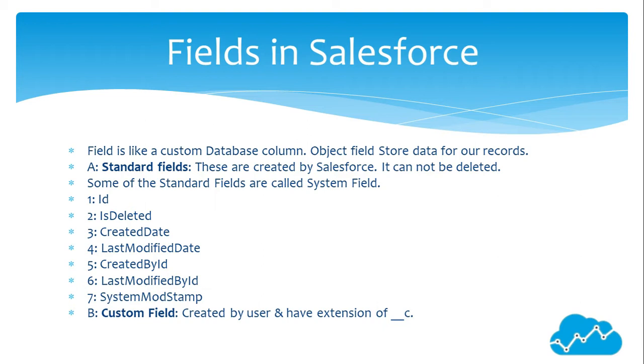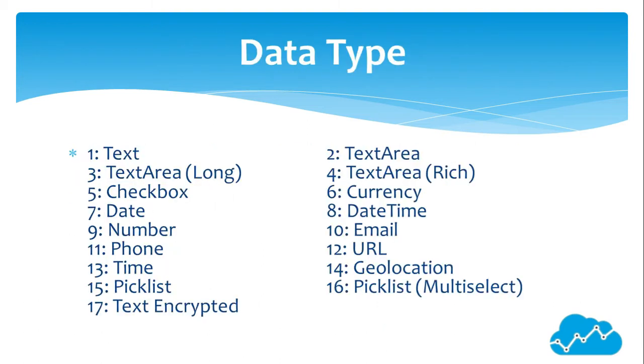Fields are of two types: standard fields and custom fields. Standard fields are created by Salesforce and cannot be deleted. Some of the standard fields are called system fields, that is ID, is deleted, created date, last modified date, created by ID, last modified by ID, system mod stamp. Custom fields are created by the user and have the extension underscore underscore C.